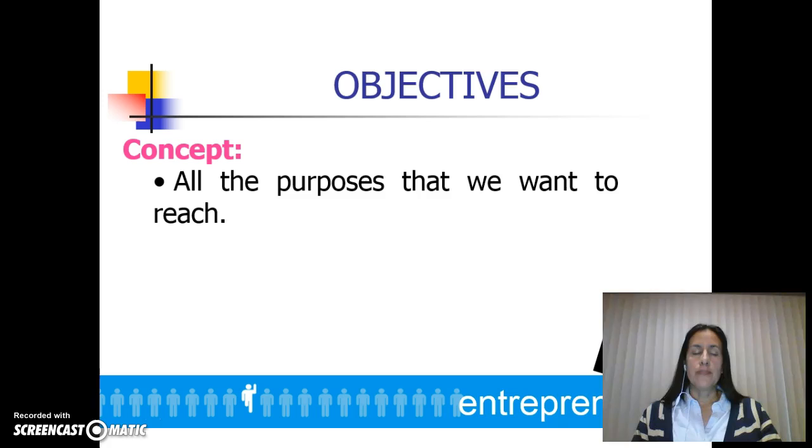But what is an objective? Objectives are the purposes that we want to reach. That means that if I want to be the company that everybody knows, or that is known by everybody in my community, if the product that I'm selling is known by a lot of people, then I have to say how I'm going to get to that point. What is my purpose of that? So if I want to get to that point, I will have to write objectives that will take me to that point.